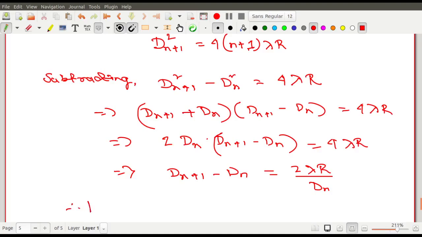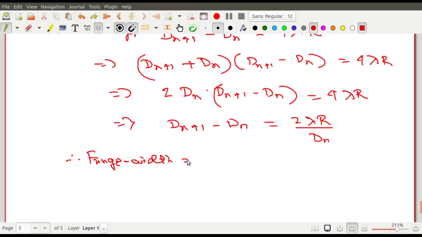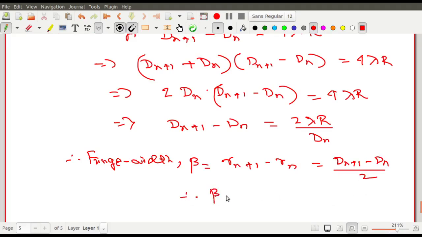So therefore fringe width is actually defined this way. Fringe width is actually Rn plus 1, right? Fringe width is not in terms of Dn. Fringe width is with respect to Rn. You will understand why. So fringe width beta is actually Rn plus 1 minus Rn. That means, if I call it with Dn plus 1 minus Dn divided by 2, therefore beta comes out to be lambda R by Dn. So that is the actual definition of beta. I will explain why I define it in terms of the radius.